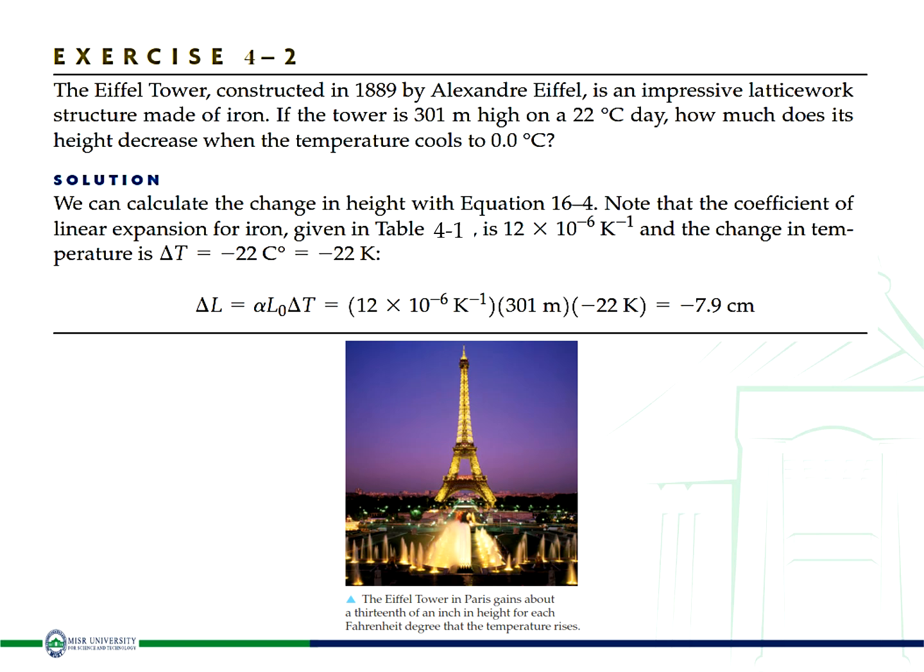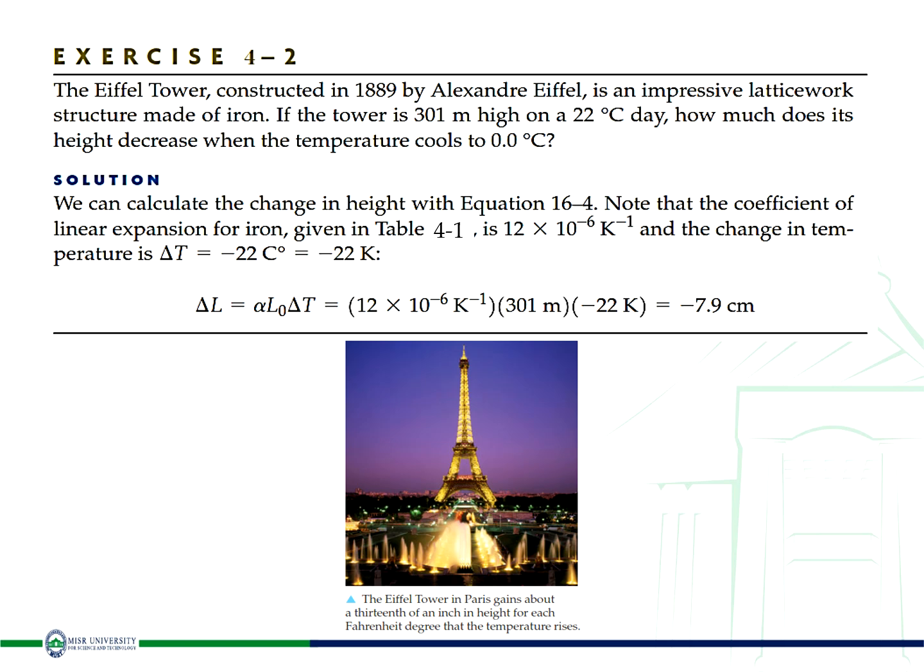We use the formula for linear thermal expansion, delta L equals alpha times L0 times delta T. From the problem, L0 is 301 meters. The change in temperature, delta T, is 0 minus 22 degrees Celsius, giving us minus 22 Kelvin. The coefficient of linear expansion for iron, alpha, is 12 times 10 to the power of minus 6 per Kelvin.